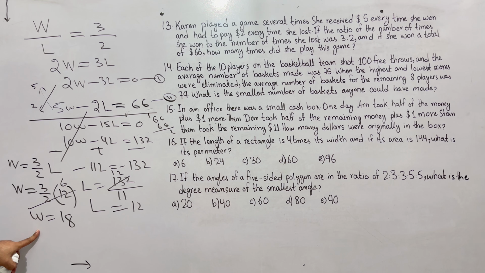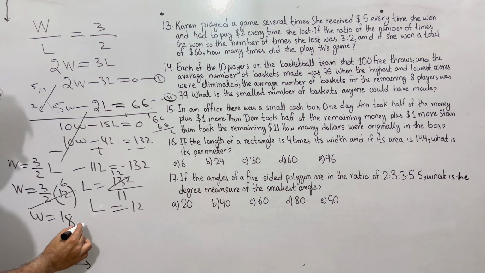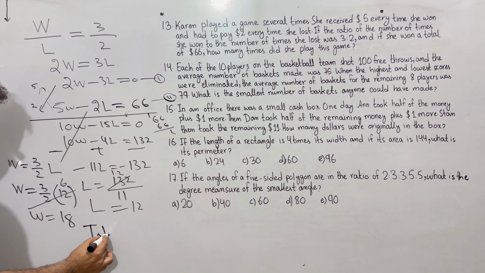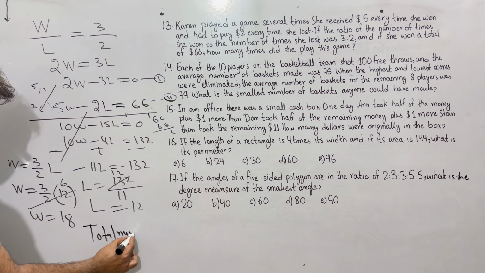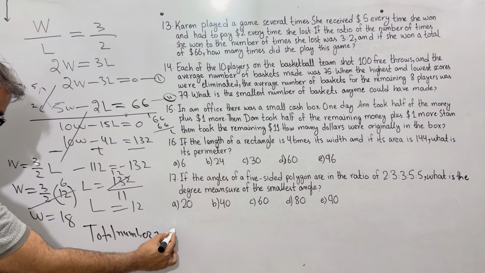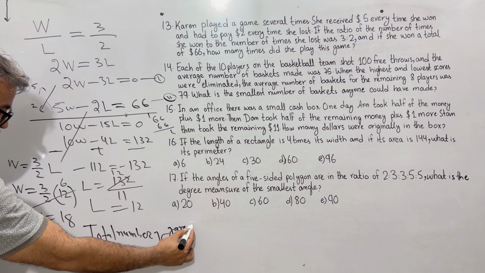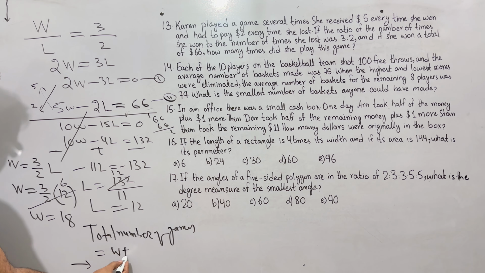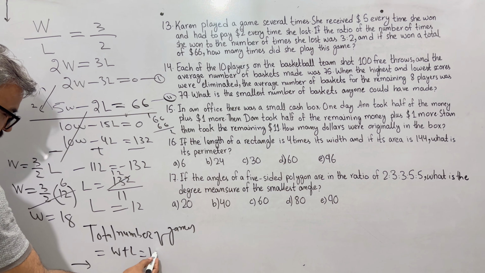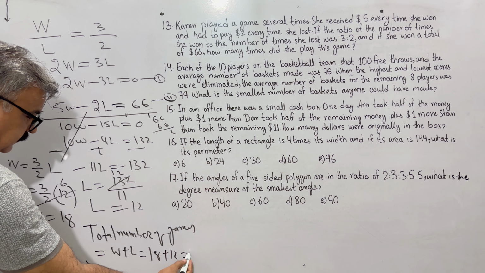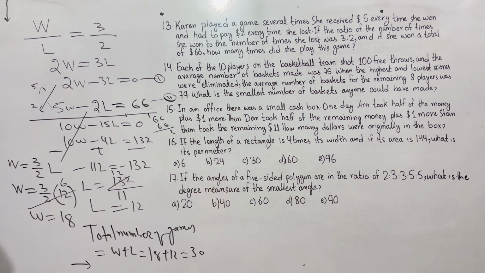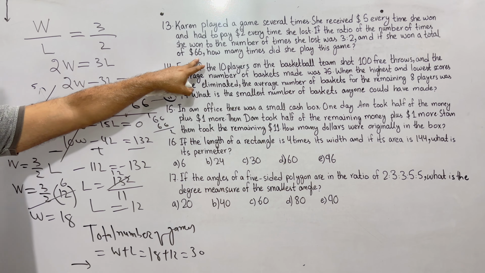She won 18 times, she lost 12 times. Total number of games she played is going to be a mixture of win plus loss, that is 18 plus 12. So she played the game 30 times, 18 times she won and lost 12 times, to accomplish a reward of $66.